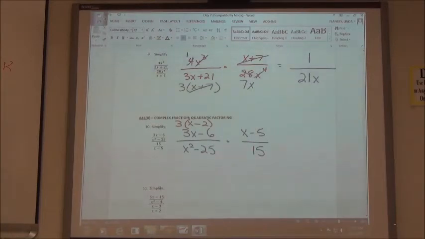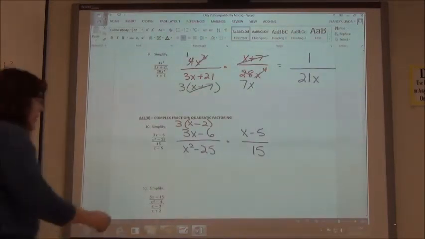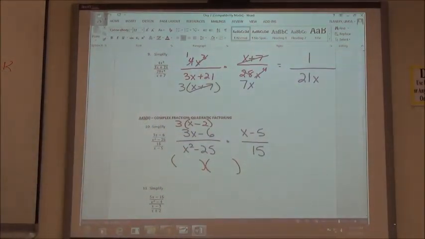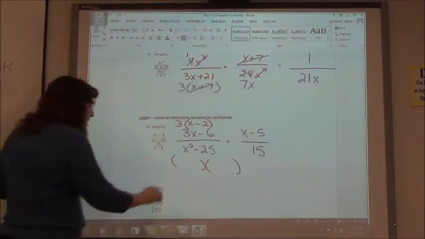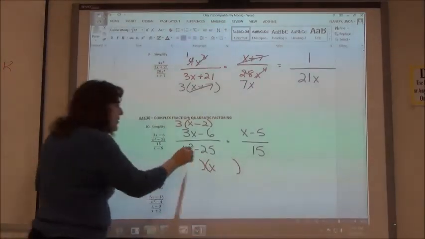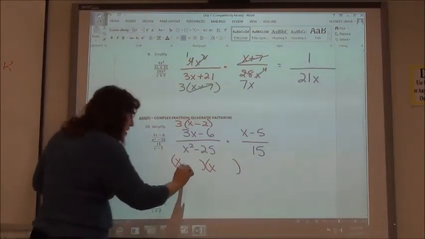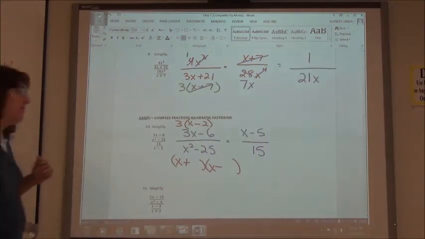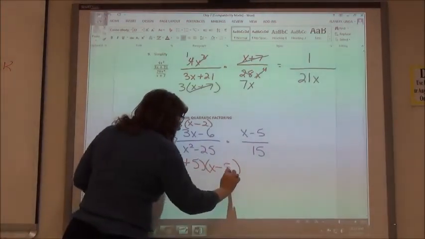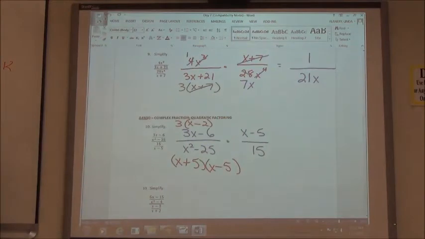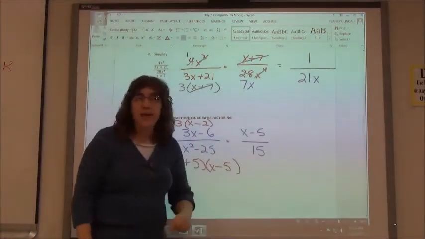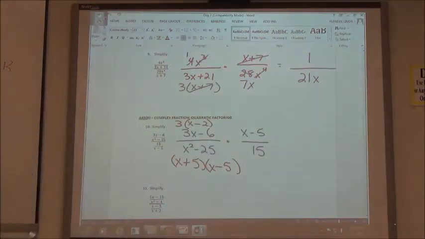On the bottom of that first fraction, that has a squared term. I know I'm going to have 2 sets of parentheses. I hopefully recognize it as the difference of squares, but if not, I just factor it like I normally would. X and x. The end is negative, so we have 1 plus and 1 minus. Factors of 25. 5 and 5, right? And then here we can't factor, so we're done with our factoring. We're going to go to our canceling.